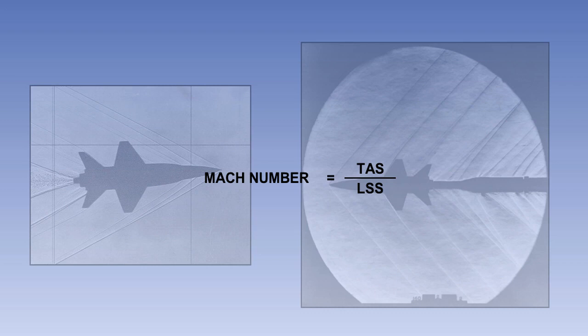To calculate the Mach number, simply divide the true airspeed by the local speed of sound. At sea level in icy conditions, the local speed of sound is 661 knots. If the true airspeed of the aeroplane is 510 knots, then using the formula on screen, the Mach number is 0.77. In other words, the aeroplane is travelling at about 3/4 of the speed of sound.